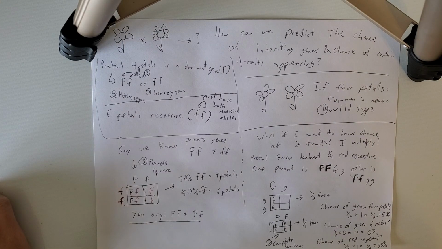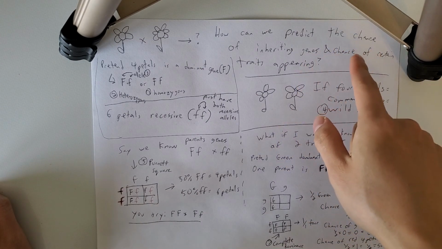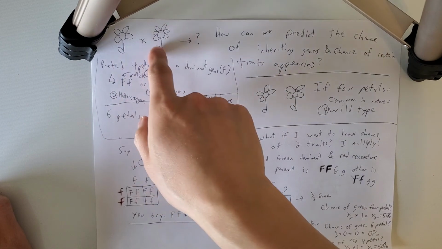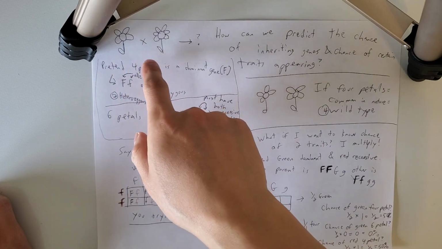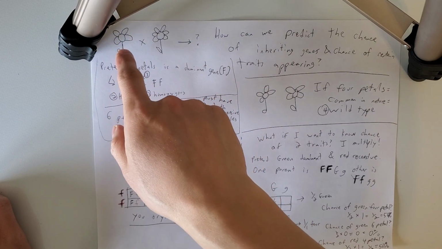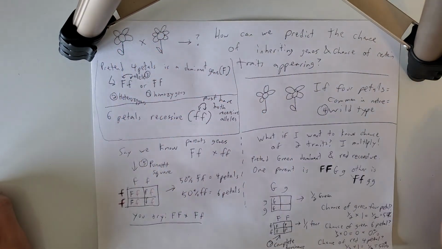In this video, we're going to talk about basic probability and why sometimes things don't happen as we expect. So how can we predict the chance of inheriting genes and the chance of certain traits appearing? Well, we know that when there's two parents, it's not a guarantee that you get one parent's gene or another parent's gene because it's 50% of one parent's DNA and 50% of another parent's DNA.